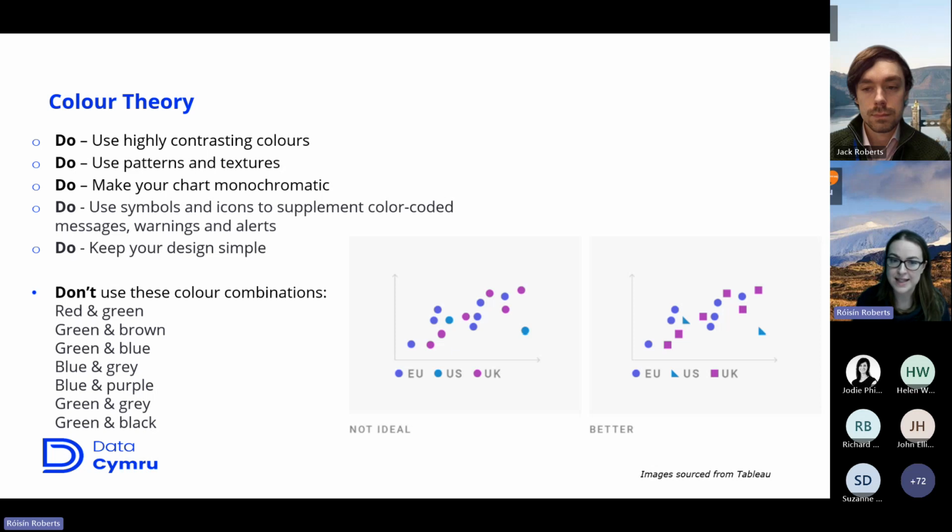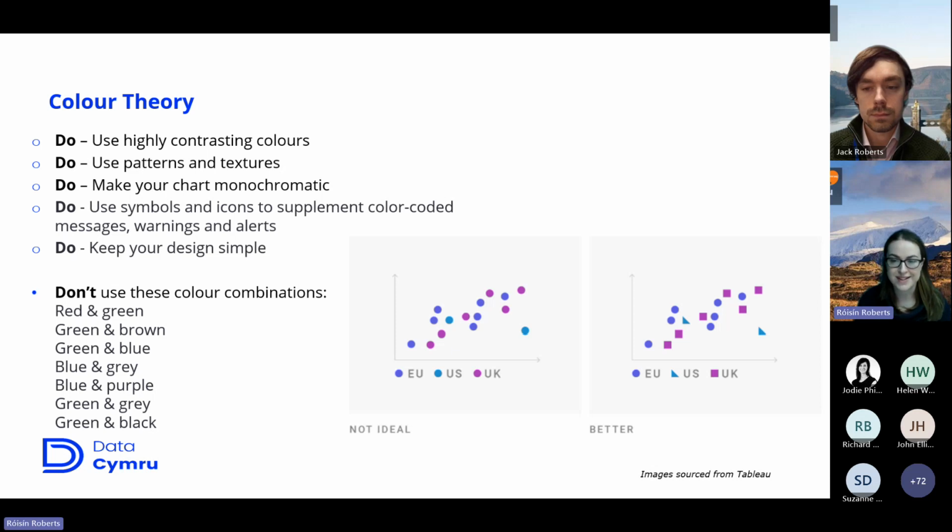You can use patterns as seen in this graph on the right, or textures, which are most helpful in bar or pie charts. So this graph on the left, we've got different colours, but they're all represented, the different countries or places are represented with circles, whereas on the right, we can see a change in the symbols.